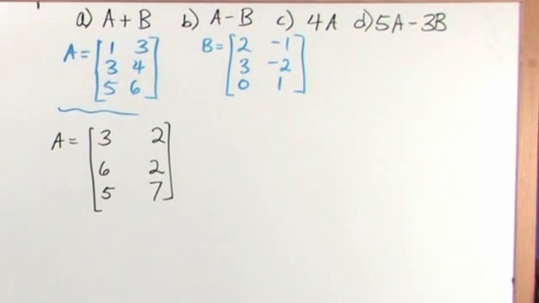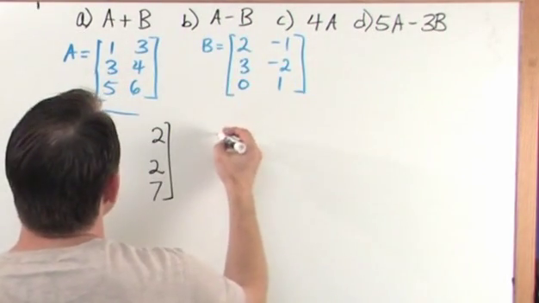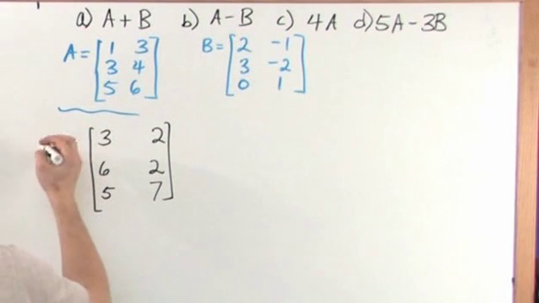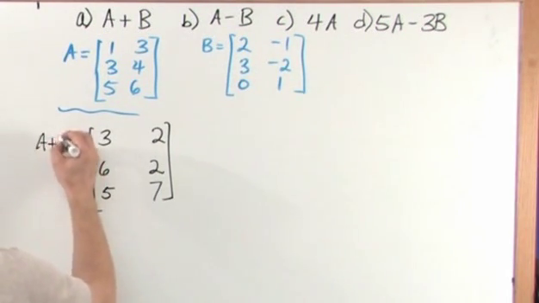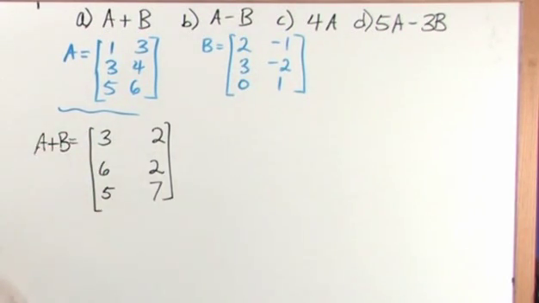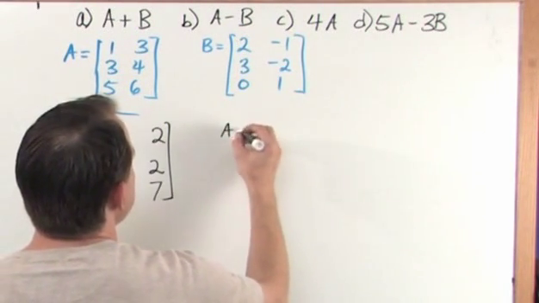So literally, it's nothing magical here. You're going element by element and adding the corresponding elements. There are not many steps to really show here, but that's exactly what you're doing. So let's go ahead and do the second part. I should have written this down as what A plus B is equal to. Okay, let's find A minus B.